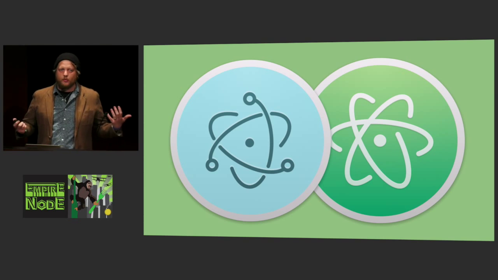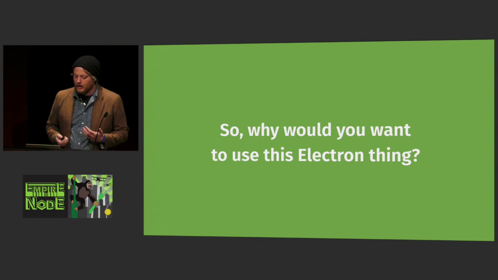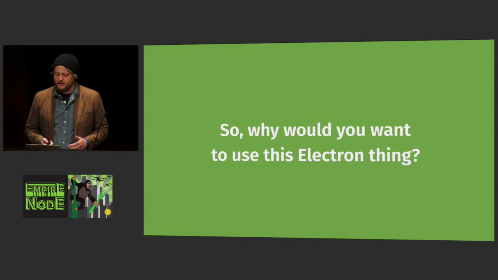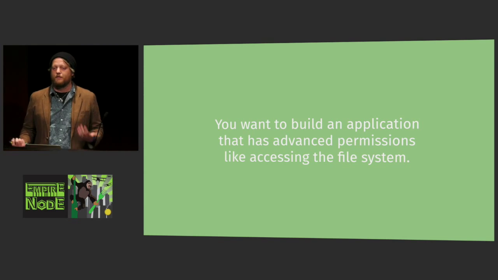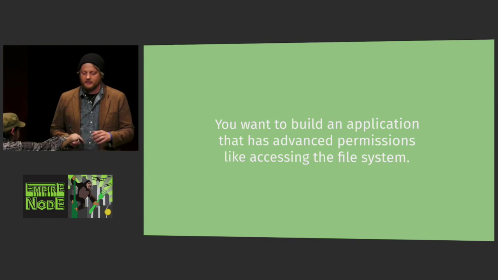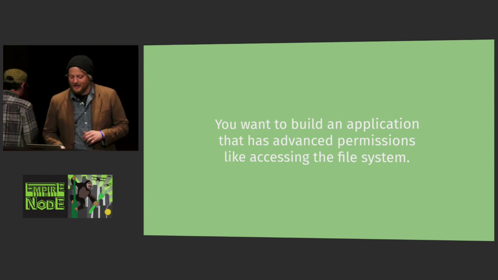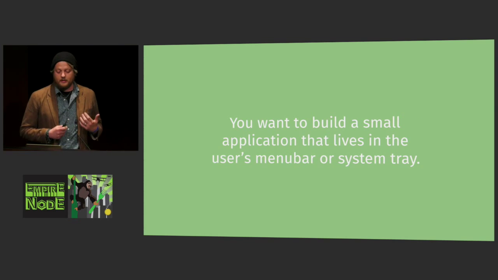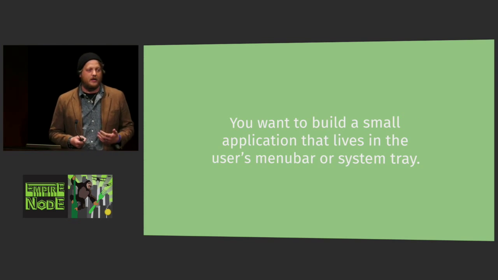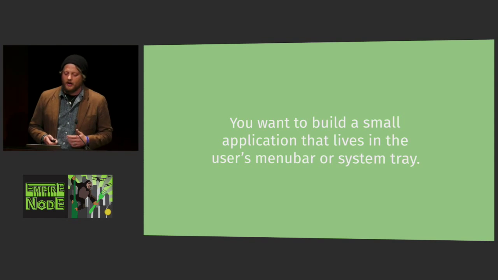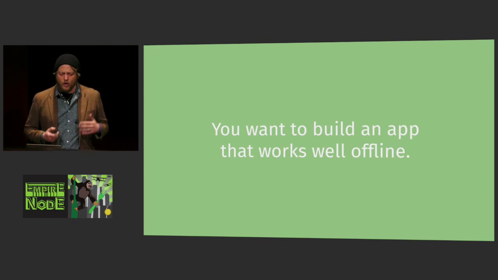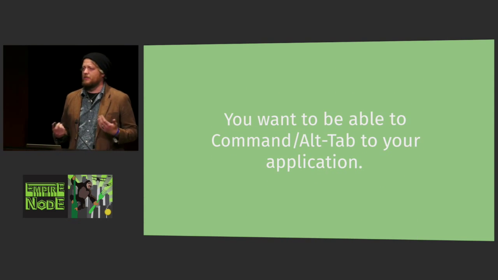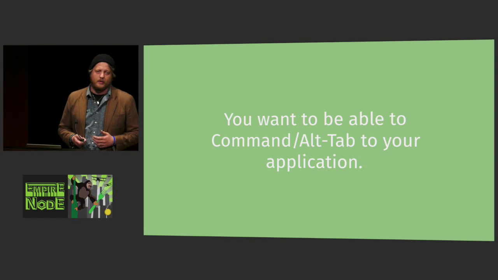Which raises the question, so why would you want to use this whole Electron thing? And there's a few really, really great reasons. One is that you want to build an application that has advanced permissions, like accessing the file system and stuff along those lines. The other one is you want to build a small application in the menu bar or a system tray, a place that the browser can't normally go in your operating system. You might want to build an application that doesn't rely on a network connection, that works offline. Or you might want to just be able to build an app that you can command tab into, or alt tab into if you're on Windows.